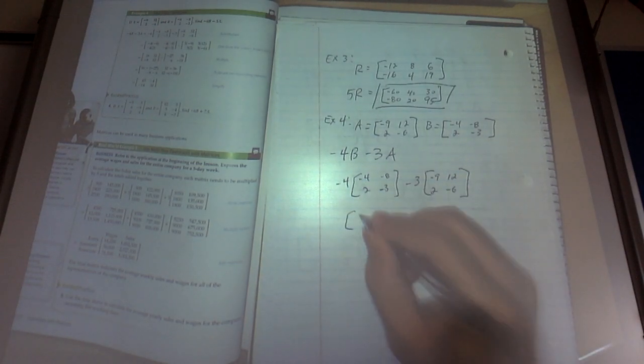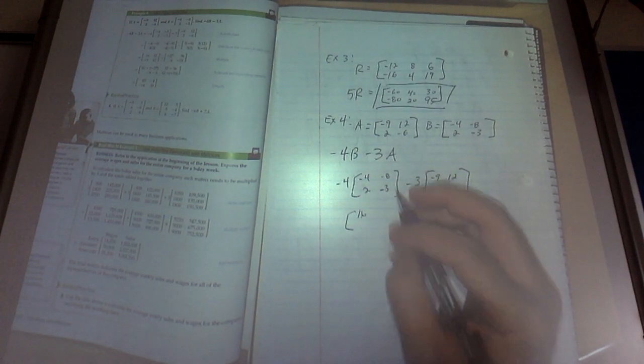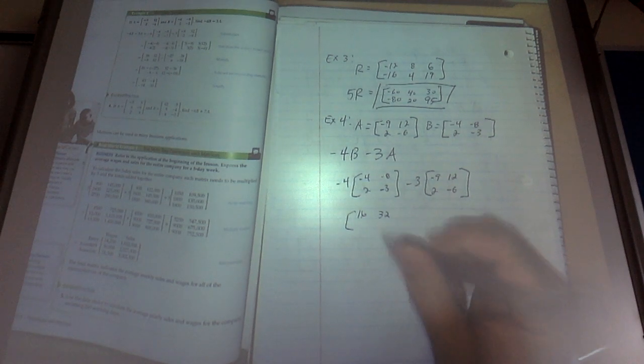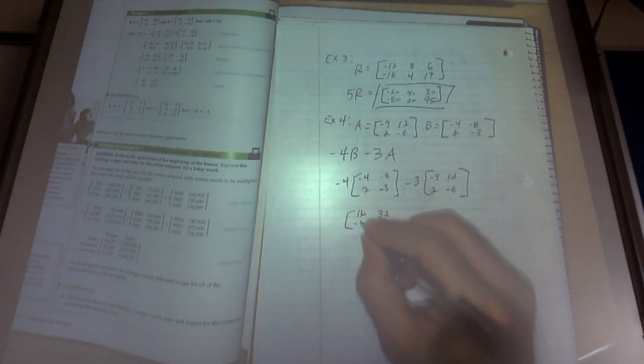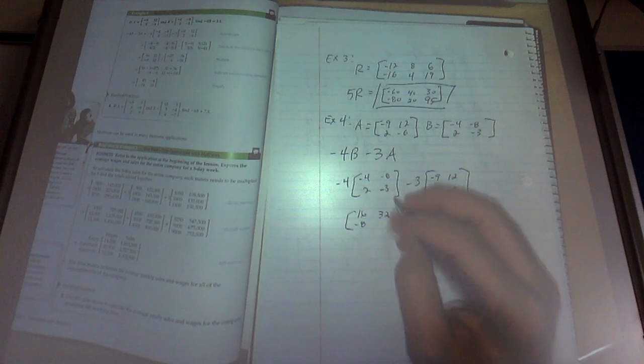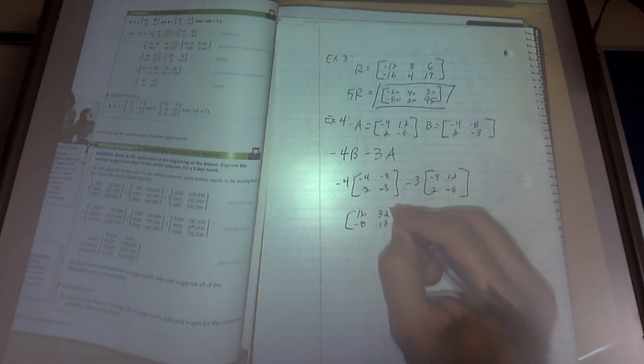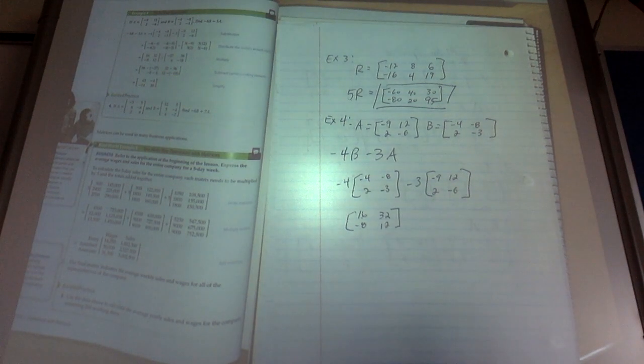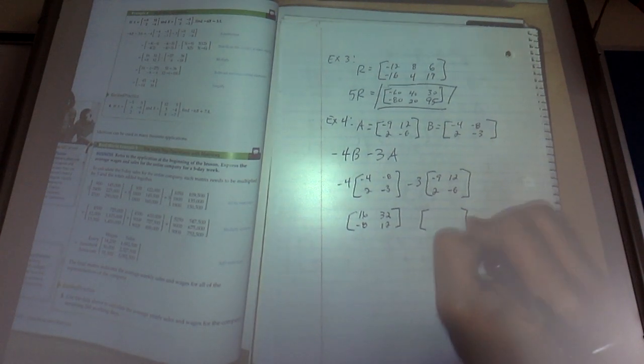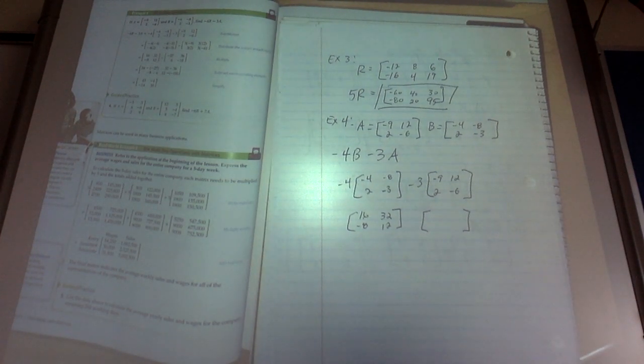-4 times -4 is 16. -4 times -8 is 32. -4 times 2 is -8. -4 times -3 is 12. So there's -4 times matrix B. Now I want to show you something here. Go ahead and multiply -3 by matrix A.